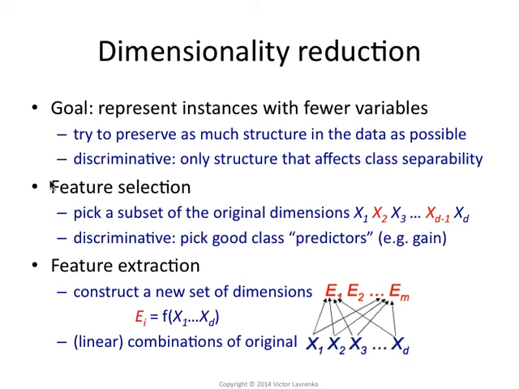There are many different ways of doing that. We're going to look at the ways to do it linearly, where the new attributes, e1 through em, are linear combinations of old attributes.